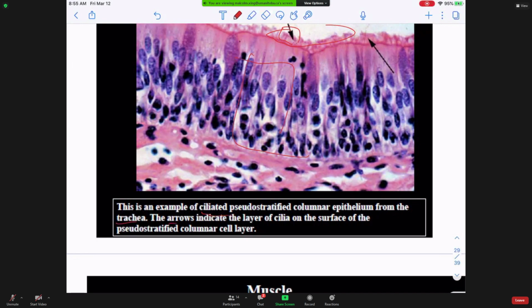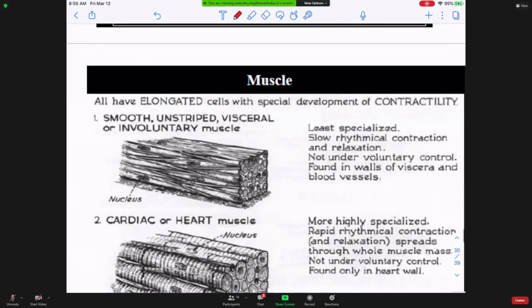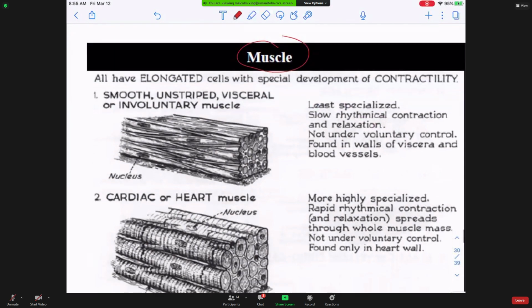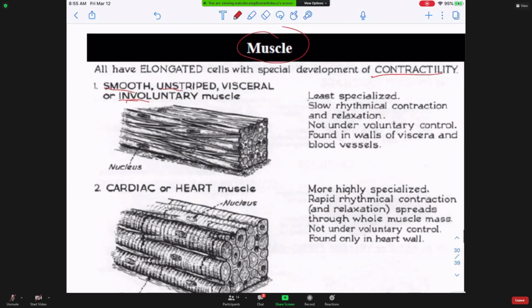And the arrows you can see show the layer of the cilia on the surface of the tissue. Now we move to muscle. All have elongated cells with a special development of contractility, with actin filaments. Smooth muscle is the involuntary muscle, the least specialized, and it is uninuclear. You see it's a long cell fiber, okay, the long cells.